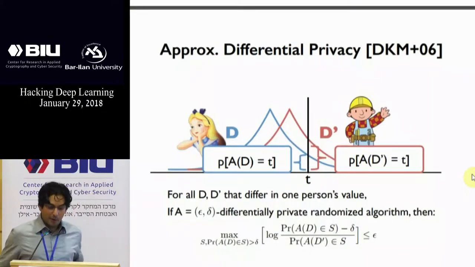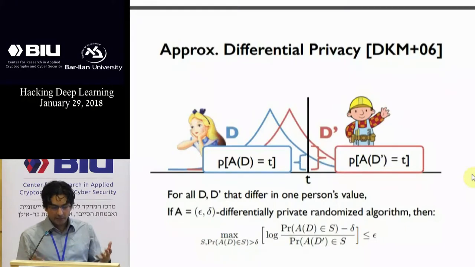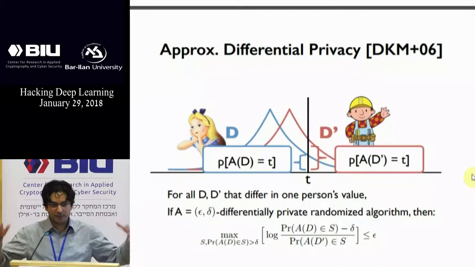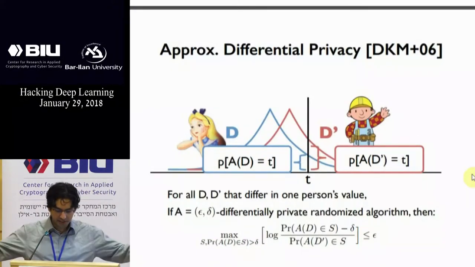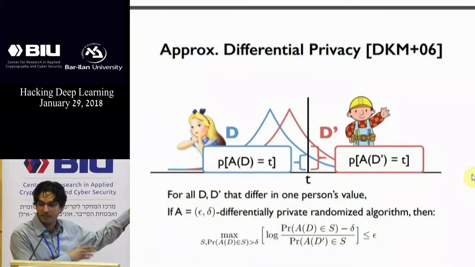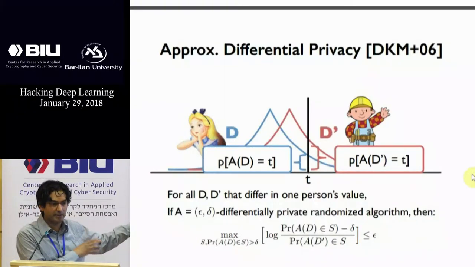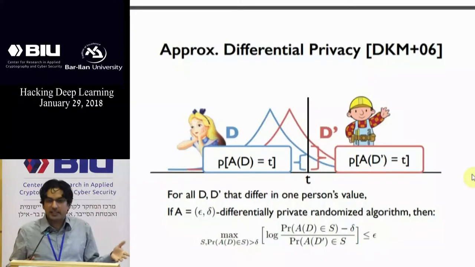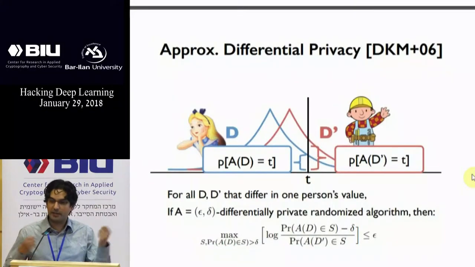So if we want to relax the definition, we can say, well, I don't want it to be bounded everywhere, because maybe my space of outputs is very big and things can be ill-behaved on the edges there. So I'll give myself a little slack and say with probability delta, I don't have to satisfy the guarantee. That's what this definition would say. It's kind of like a PAC learning type guarantee: with probability 1 minus delta, I'm guaranteeing epsilon differential privacy.